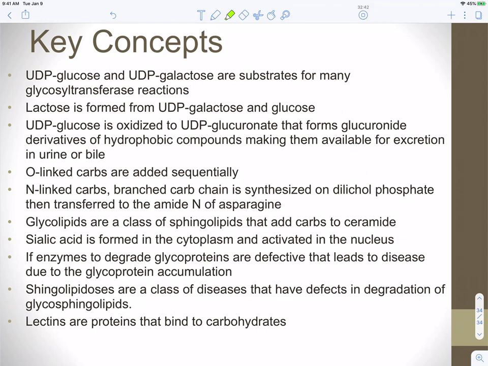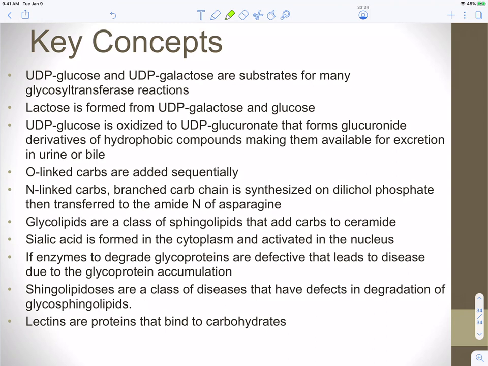We have O-linked carbohydrates in which the carbs are added to proteins sequentially at serine and threonine residues. We have N-linked carbohydrates in which you have a branched chain that is made on dolichol phosphate, then gets transferred to the amide nitrogen of the asparagine amino acid of a protein. Glycolipids are a class of sphingolipids that add carbohydrates to a ceramide backbone. Sialic acid is important especially for your mucosal secretions, or actually your cells interacting with the aqueous environment. And it has a unique way of being produced. It starts in the cytoplasm, and then it has to go to the nucleus to get activated.